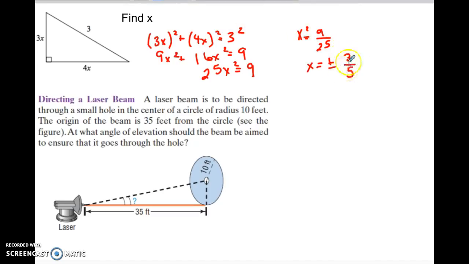plus or minus 3/5. And then here, since it's 4x and it's the length of a side, we're not going to use the negative value. So we would say x is 3/5.